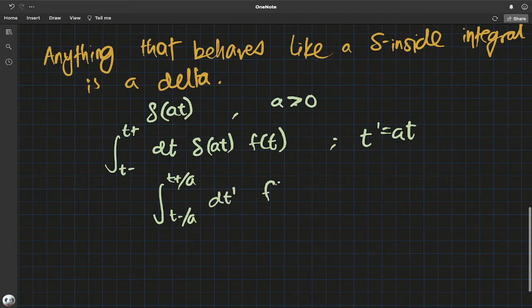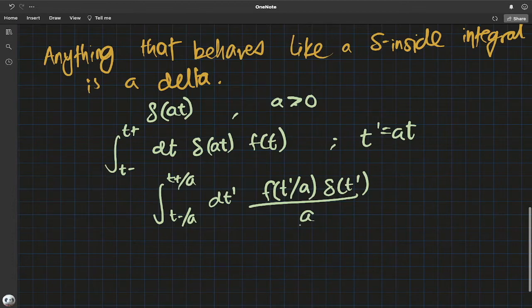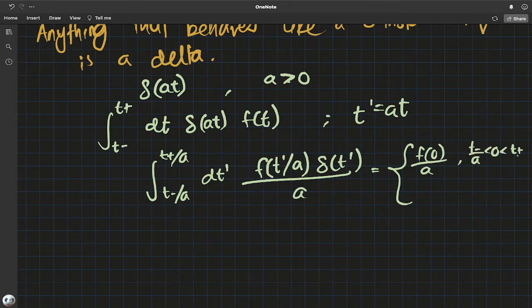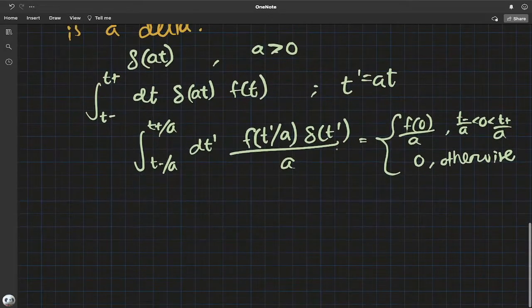dt prime, f of t prime over a, delta t prime divided by a, which, if you write this in a piecewise manner, is f at 0 divided by a when t minus over a and t plus over a contain 0 of the delta, which is at t equals 0, and it's 0 otherwise. This is just again using the definition of the Dirac delta for this special case.